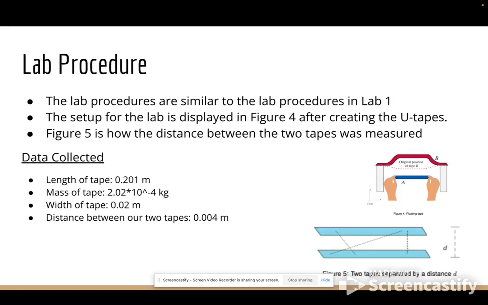The lab procedures are exactly the same as in lab 1, and this is a refresher of the data that we collected also in lab 1: the length of the tape, mass, width, and then the distance between the separation of the tapes, which is found in figure 5 on the bottom right.